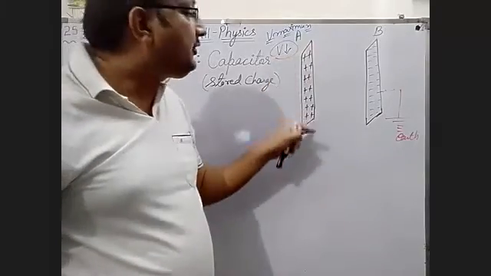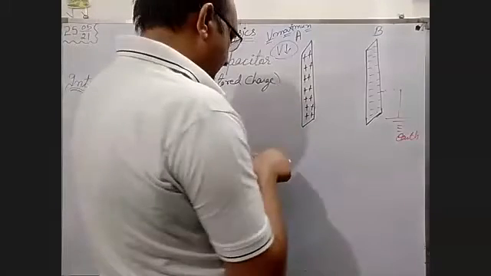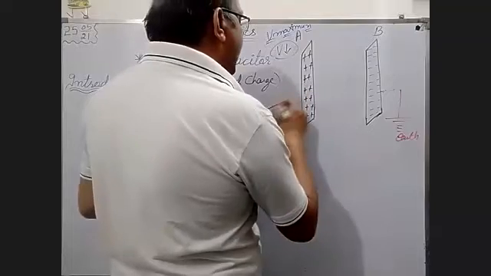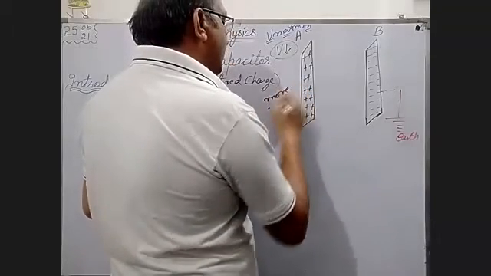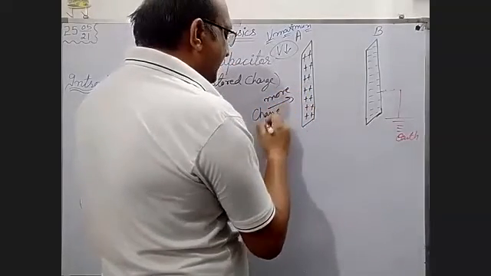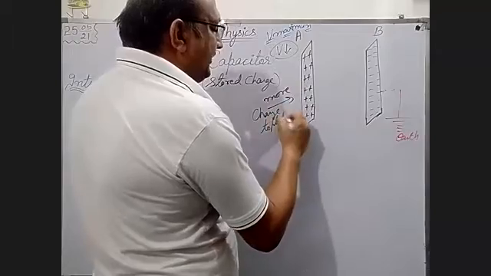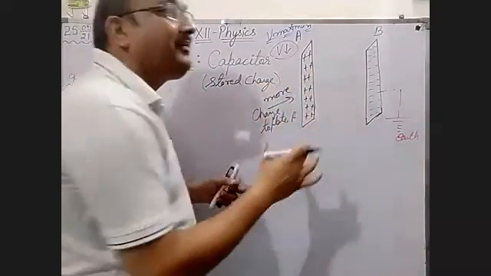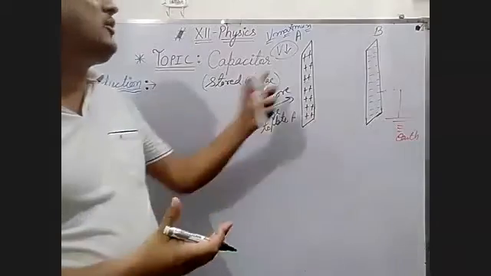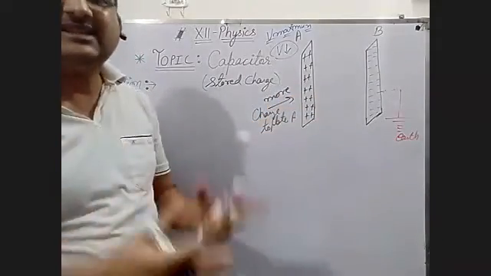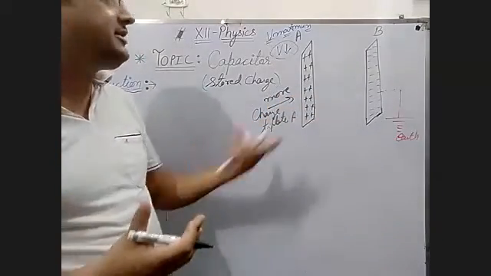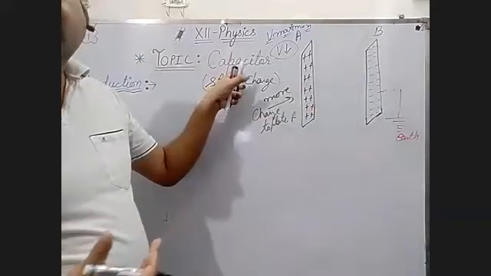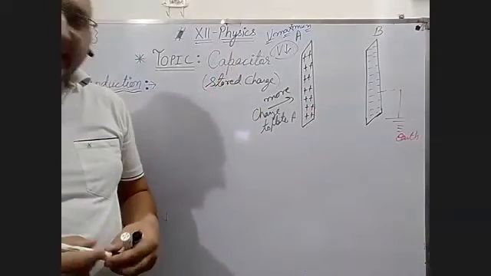And if we want to increase the potential at A, then we have to give more charge to plate A. If we give more and more charge to plate A, then there will be an increase in the capacity of these plates. And this capacity or tendency to store charge is called capacitance. Are you getting my point?